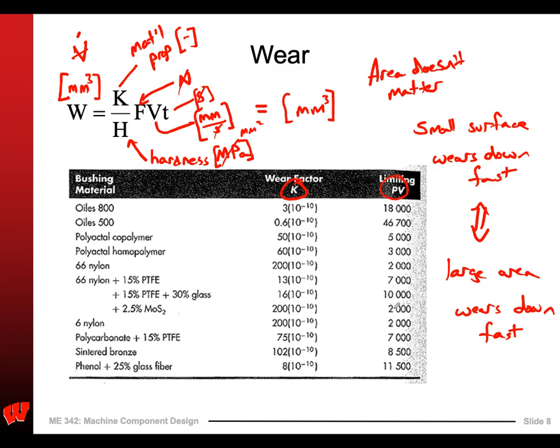But heat becomes a problem. If I just take straight up number 6 nylon and put a lot of pressure on it, it moves really fast, it'll start to overheat, either burn or melt or wear away a lot faster. So there are limits in pressure and velocity for all these materials. Okay, anyway.